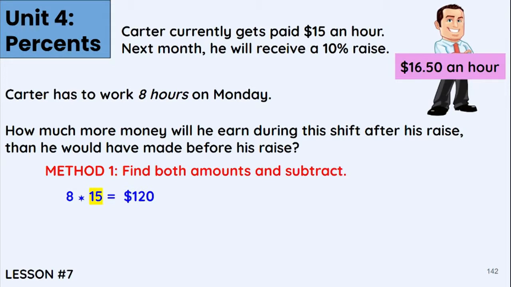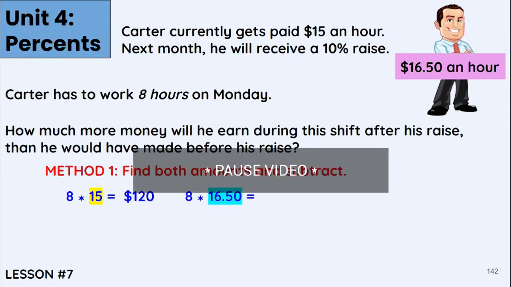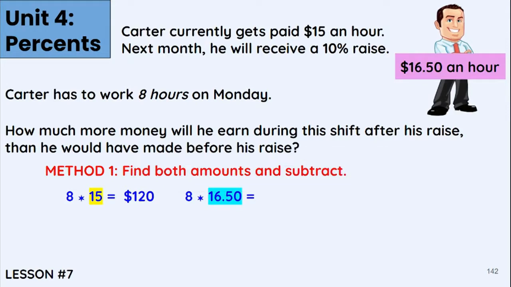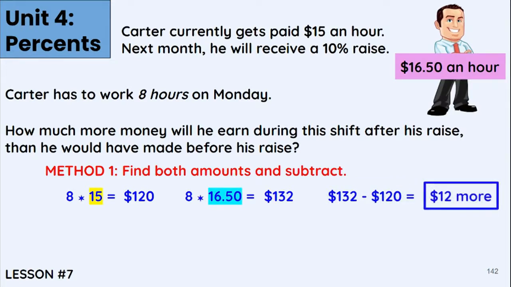But now he makes $16.50 an hour. So what if I did 8 hours times $16.50? How much would he make now? Go ahead and find that out. You should find out that now after his raise, he makes $132 for that shift. So how much more money did he earn after his raise? So if you subtract those, you'd find out he makes $12 more after this raise.